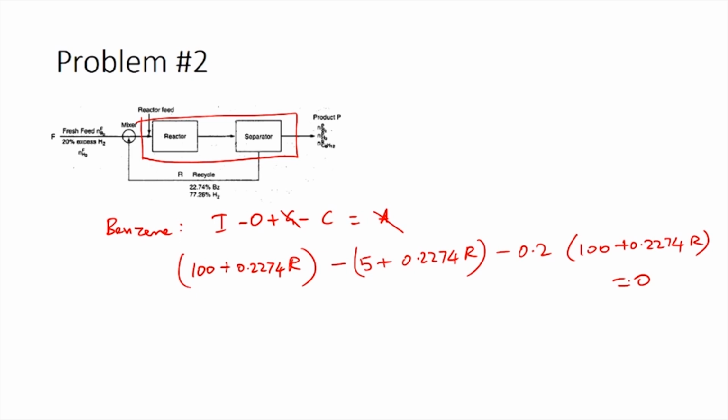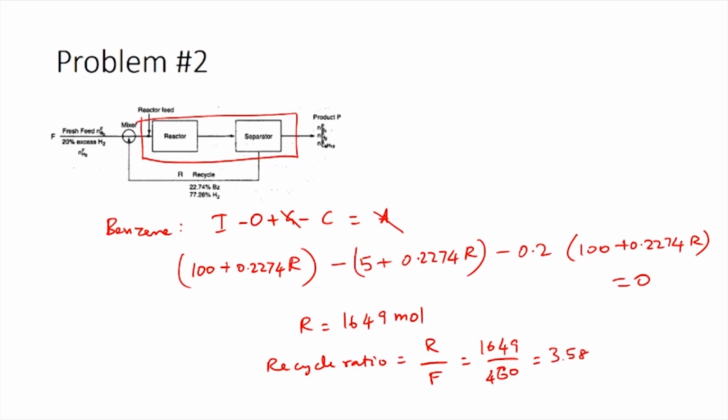So, using this equation we can calculate the value for R as 1649 moles. Now that we have the number of moles of the recycle stream and we already know the number of moles of the fresh feed, we can calculate the recycle ratio. Recycle ratio would be equal to R divided by F, which is 1649 divided by 460, giving you a value of 3.58.